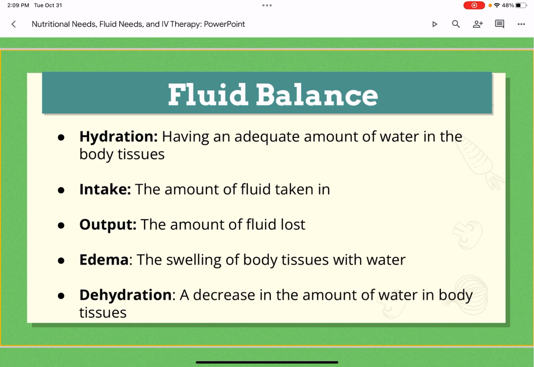Dehydration is a decrease in the amount of water in body tissues. Common causes of dehydration include bleeding, dementia, diarrhea, fever, poor intake, diaphoresis, and vomiting. Signs and symptoms of dehydration include hypotension, confusion, dark urine, dizziness, fatigue, headache, muscle cramps, oliguria, tachycardia, tachypnea, and salivating. Dehydration may cause constipation, UTI, or change in level of consciousness.